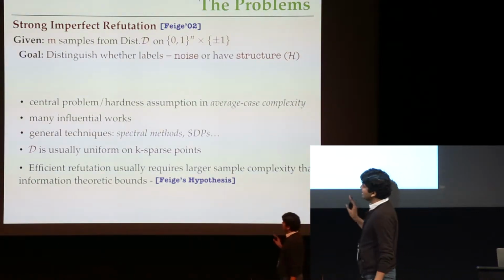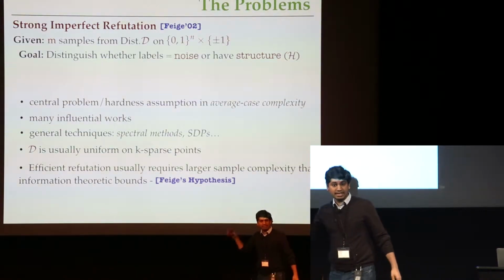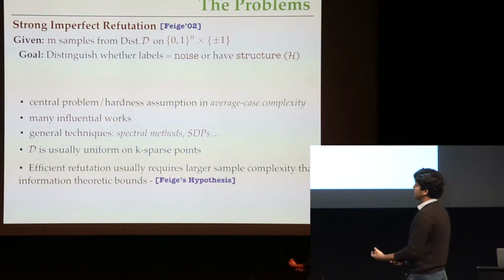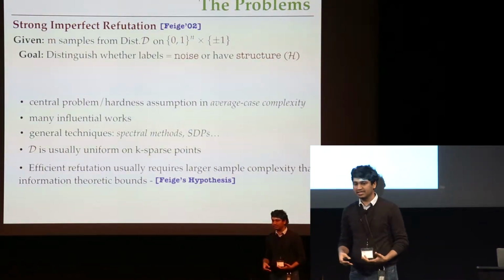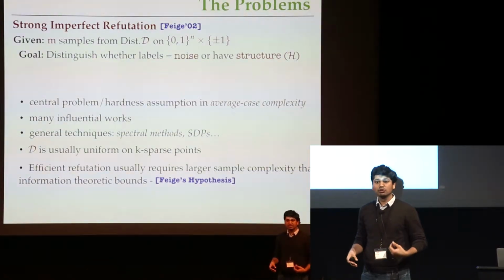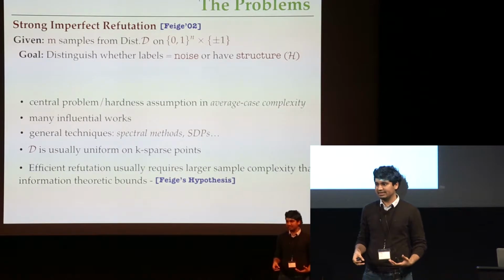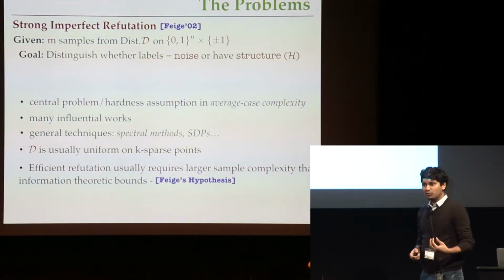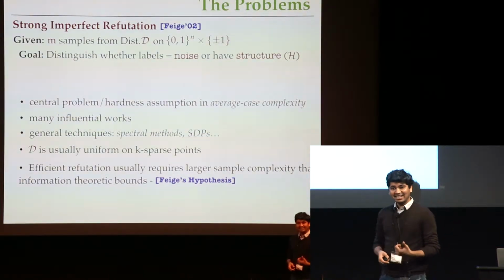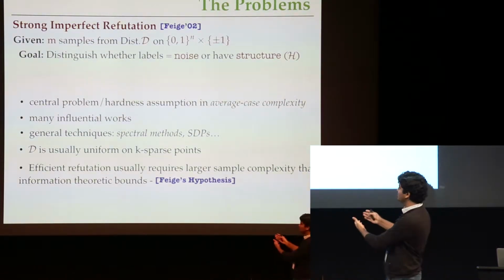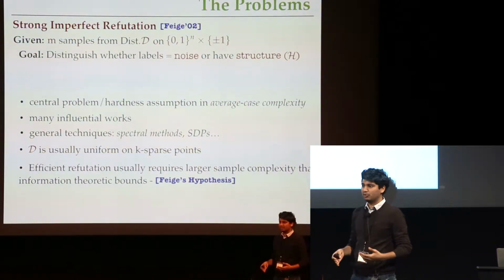But the point I want to make is that this type of problem is actually central to average case complexity. And in fact, hardness assumptions about such problems form the core, in some sense. It's one of the one or two very important hardness assumptions used to prove hardness results in average case complexity. Okay? And again, just like agnostic learning before, people have identified fairly general tricks that work here. And the nice thing is that they are very different from the kind of tricks that we know for agnostic learning. They happen to be spectral methods or, more generally, semi-definite programming.